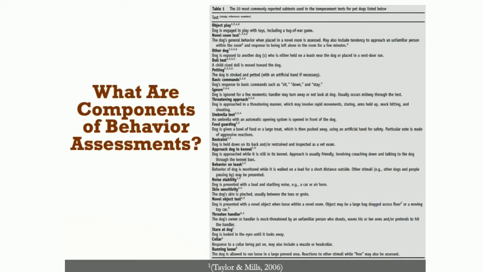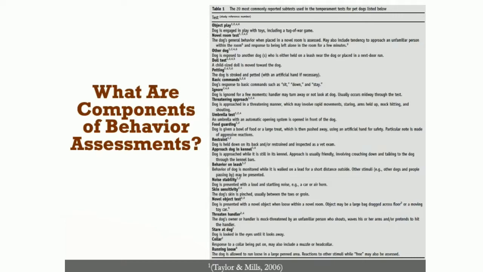So we have a lot of things we're talking about here. This is from a publication by Taylor and Mills, where this table describes the 20 most commonly reported subtests. We'll just call them situations in a temperament test for pet dogs. And so you guys mentioned some of them. There are things like object play. How do you do when entering a room you don't know? What happens when you're ignored? What's your behavior on leash? How are you with weird noises?